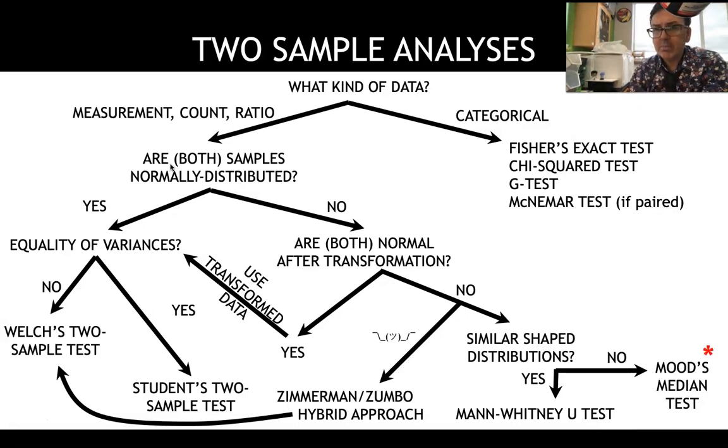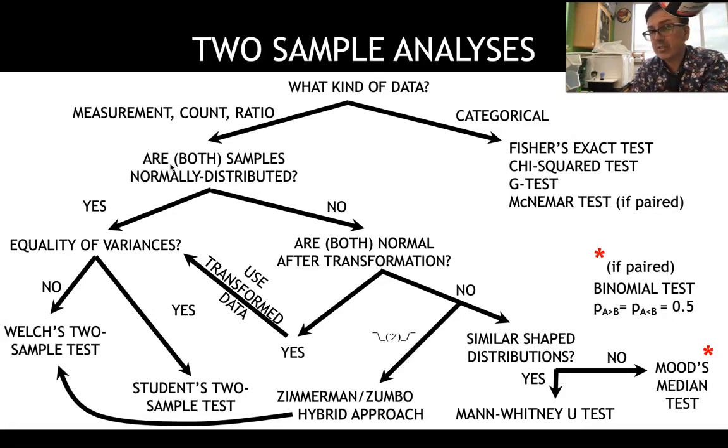Now, while the Mann-Whitney test does have a paired option, as does the Welch's two-sample test, the Mood's median test does not. And so if you have gone down this path and your data is paired, what you might want to do is do a binomial test, seeing whether the number of times where individuals from one group are larger than the other is different than you might expect under random chance, which would be a 50-50 chance.